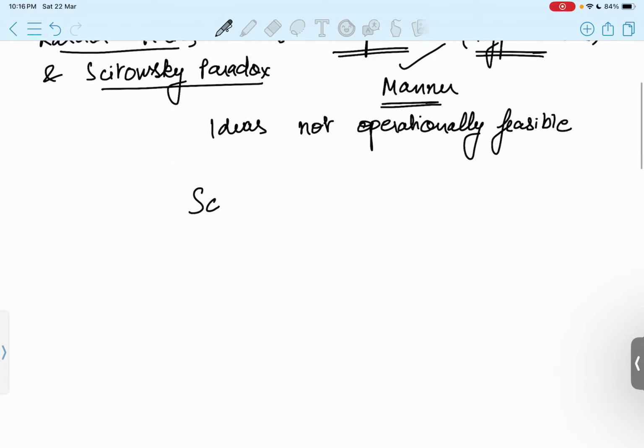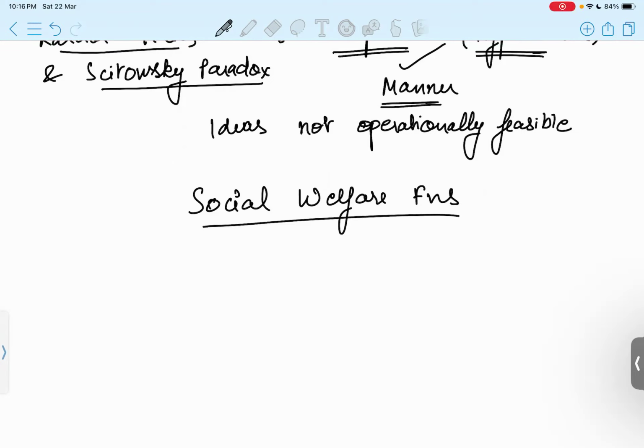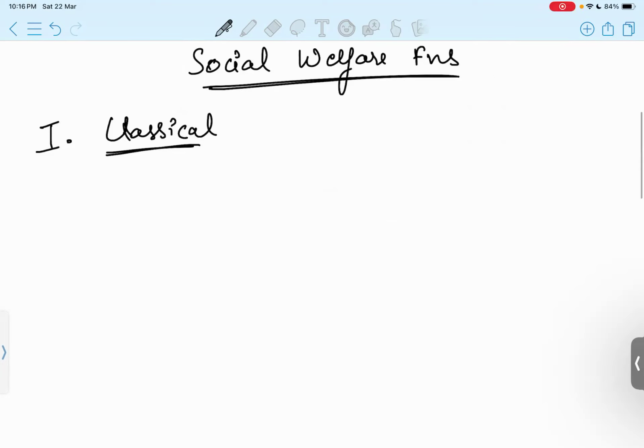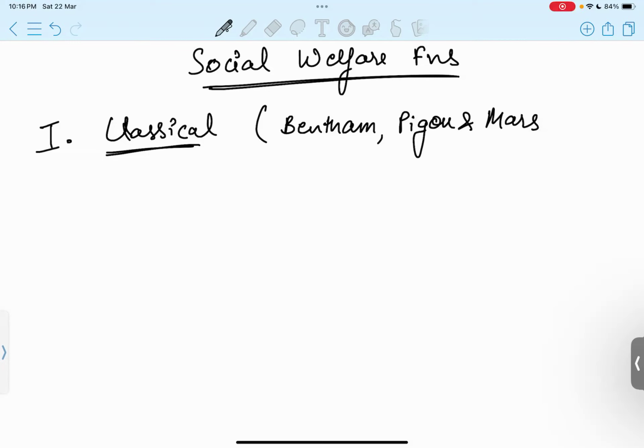Now we are moving to social welfare functions. We will discuss the different functions proposed by different economists. So the first one is the classical social welfare function. Under this, it is proposed by a group of economists named Bentham, Pigou, and Marshall. So they proposed the classical social welfare function.